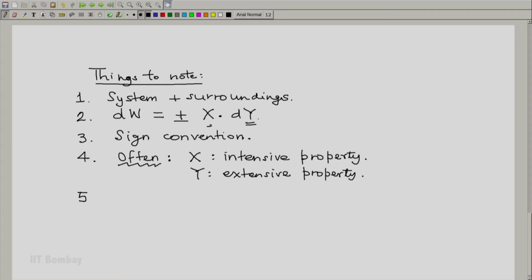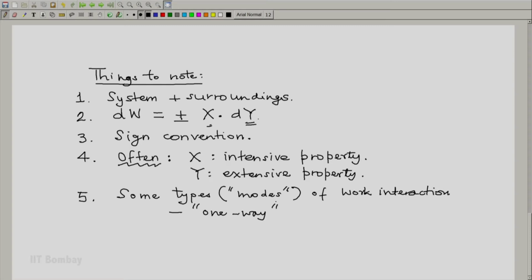And the fifth point to note is that some types, what we call modes of work interaction, are one way. We will look at the illustrations again to understand what we mean by this. Some other modes are two way. Let us go back to our illustrations and look at these points again.